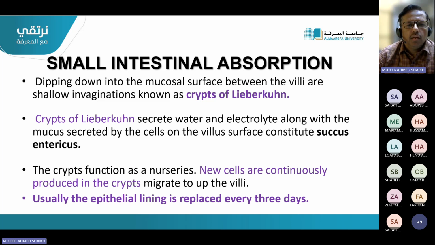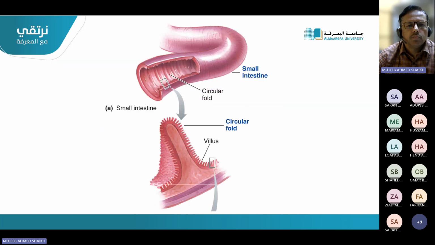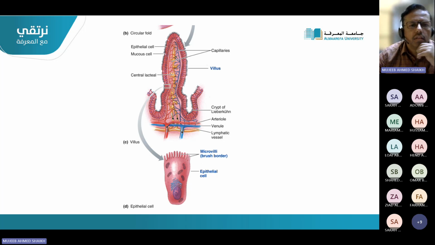Okay, coming to the crypts of Lieberkühn. I will show you in the picture, that is easier. This is the structure of a villus. The core of the villus consists of the blood vessel, the capillary network, as well as the lacteal. Can you see it here in the center? In the center are the blood vessels and lacteal, whereas the bottom of the villus is called the crypt of Lieberkühn.